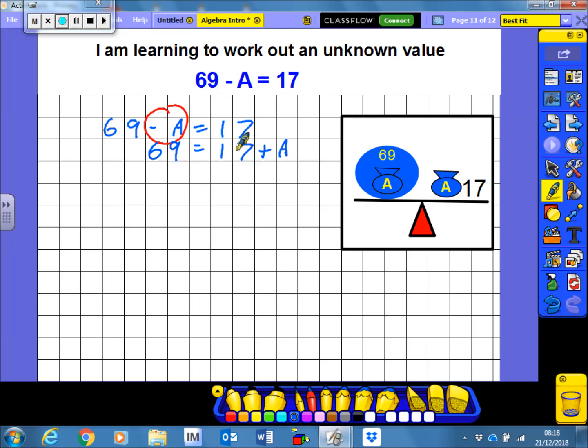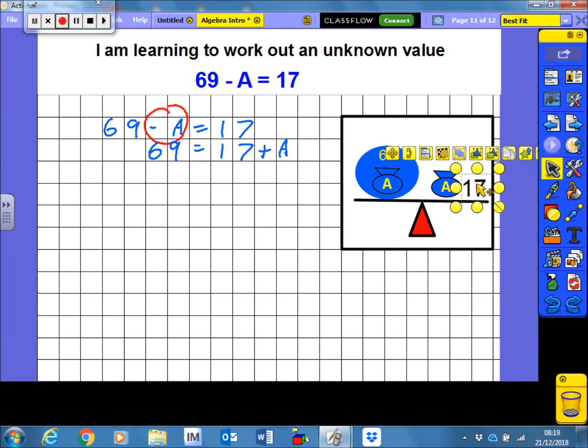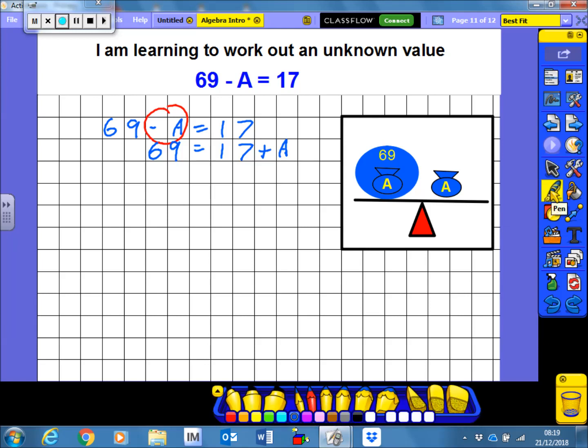But we've got a mixture of letters and numbers on this side. We want just letters on one side and numbers on the other side. So to get the numbers on one side, what we're going to do is we're going to take off this 17. That 17 there, we want it gone. But that unbalances the scales, so again, we're going to have to take off 17 from the other side. So we're going to rub off 17's worth. Let's imagine that that was 17 that we rubbed off. So this is actually now 69 take away 17, if we think about it, because we took away the 17.